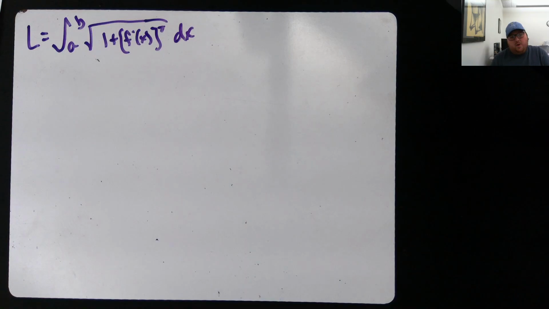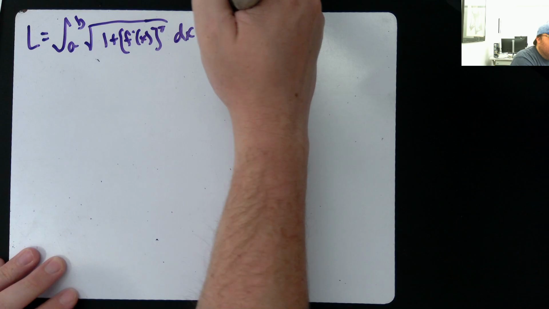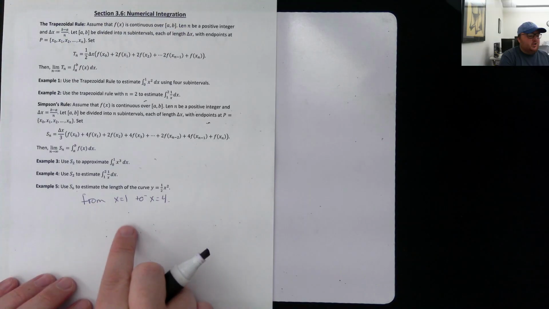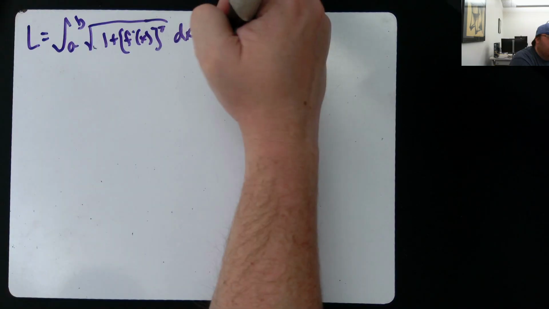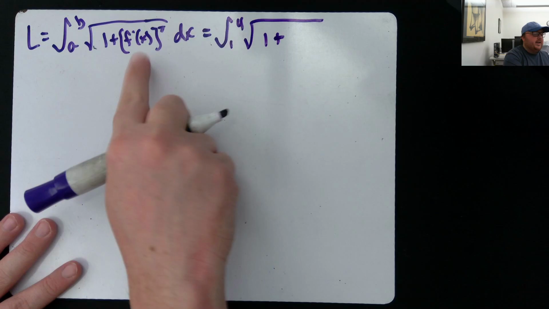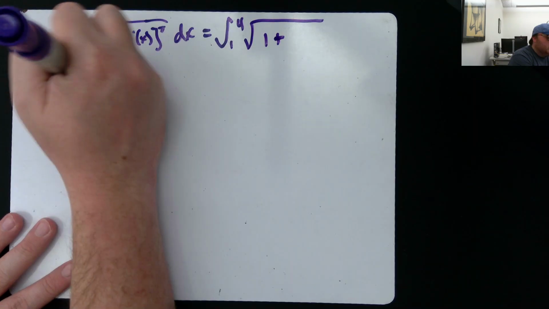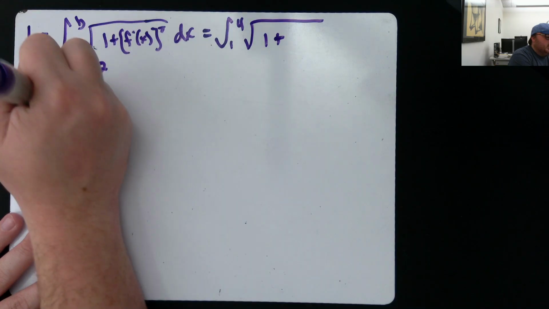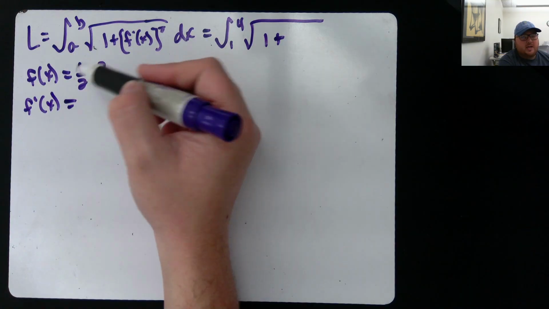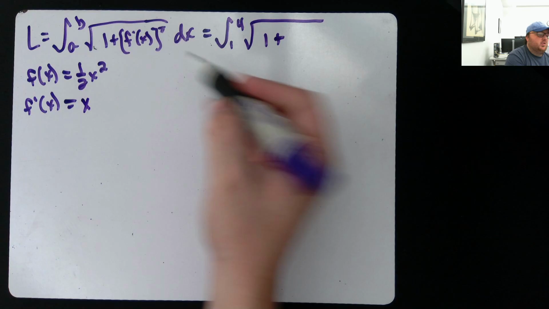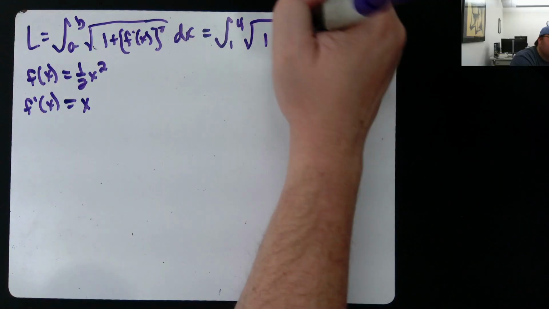So that's what I want to do here. For this one, I want you to go from 1 to 4. So we're going to go from 1 to 4 of the square root of 1 plus, I need to find what the derivative is. So the function was 1/2 x squared. The derivative of that, using the power rule, I can bring 2 down. 2 times 1/2 is just 1. So that's 1x. So the derivative is x, so it's going to be x squared dx.